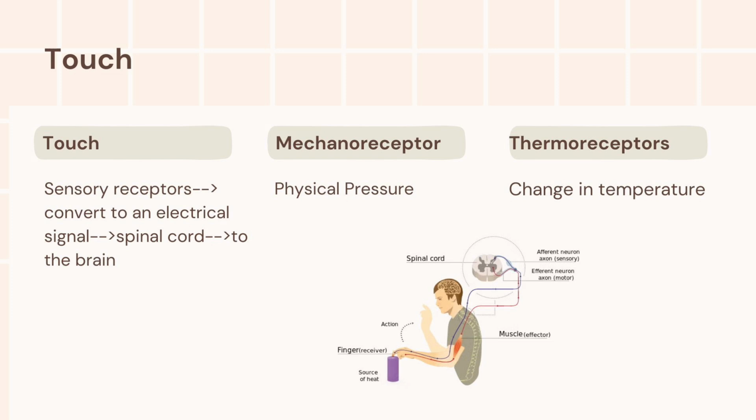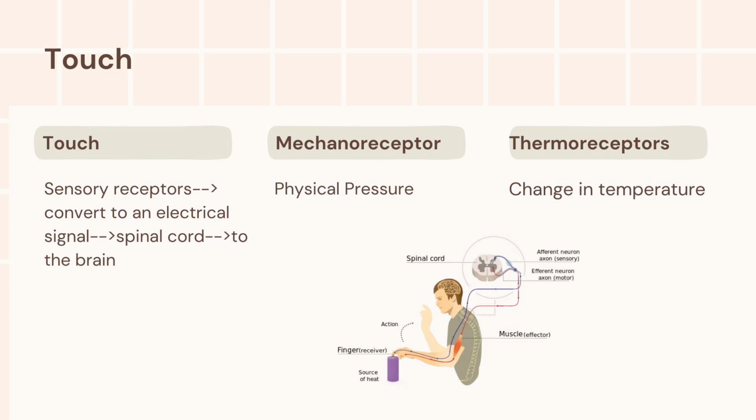So let's wrap up with the last one. It's our touch sensation, or maybe you can say touch and pain. Basically, it is the sensory receptors in the skin. They detect the stimuli and convert them into electrical signals, and then transfer them to the spinal cord, and then to the thalamus in the brain.